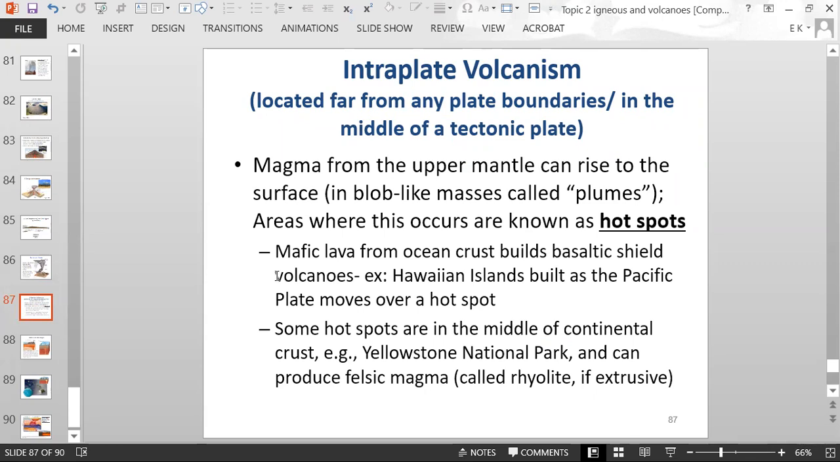So mafic lava from the ocean crust builds basaltic shield volcanoes. For example, the Hawaiian Islands built as the Pacific plate moves over a hotspot. Some hotspots are in the middle of continental crust, for example, Yellowstone National Park, and in that case can produce felsic magma. And that rock type would be called rhyolite.